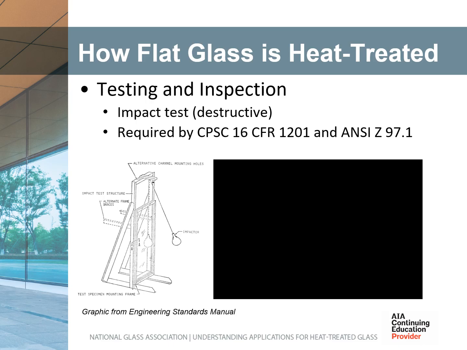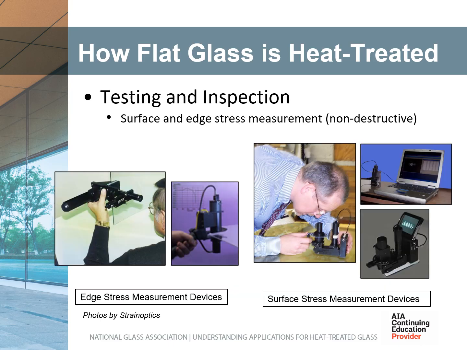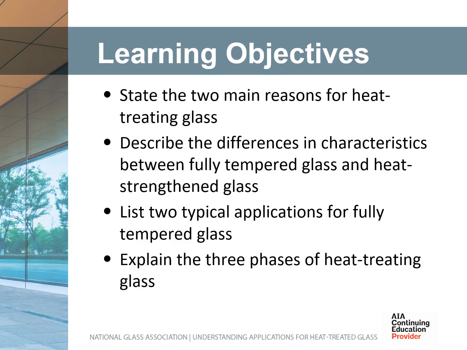To successfully pass the impact test, ANSI Z97.1 states that no tear or shear or opening will develop through which a 3-inch diameter sphere can pass freely. Measurement devices for edge and surface stress are additional tools that may be employed that will not destroy the sample light being tested. Throughout this presentation, we've discussed a number of areas surrounding heat-treated glass.